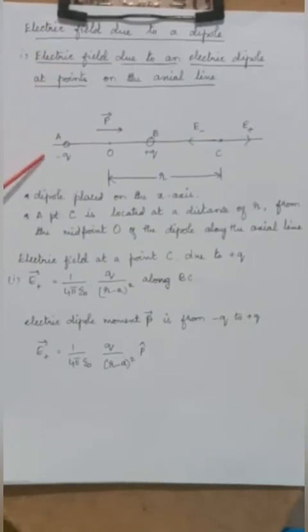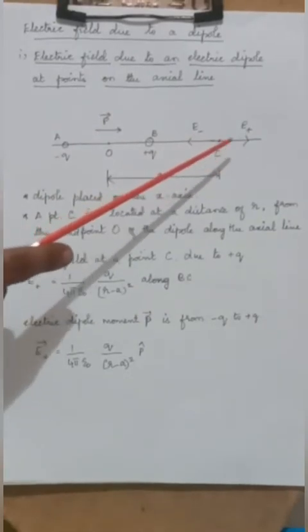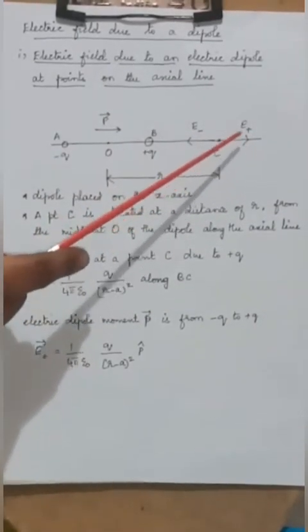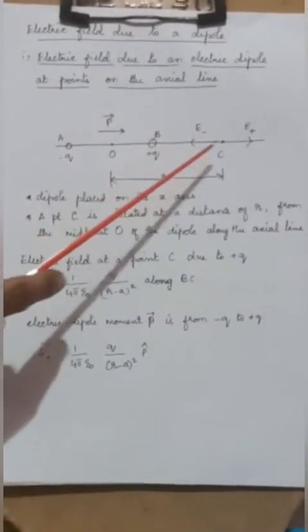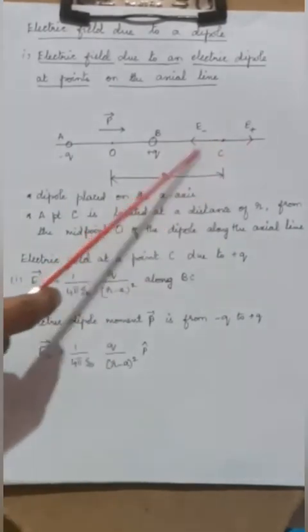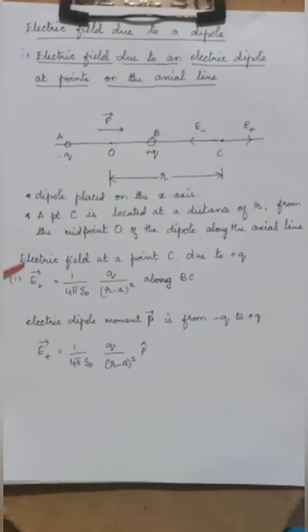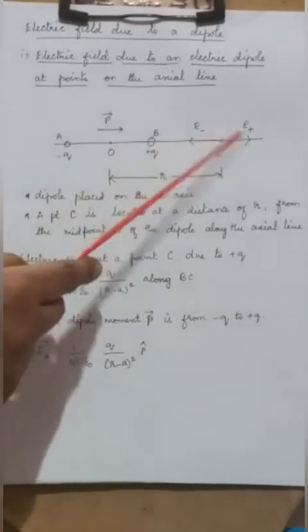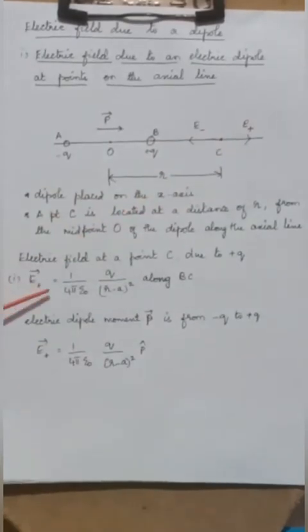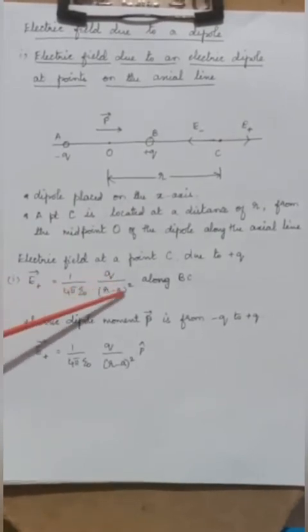Now what should I find out? I should find out the net electric field at C. What I will do is first find out E plus and E minus, then the summation, that is the vector sum of both, will give me the net electric field. So first I should find the electric field at point C due to plus q, E plus. E plus vector will be equal to what we have learned: the electric field expression is 1 by 4 pi epsilon naught q by r square.